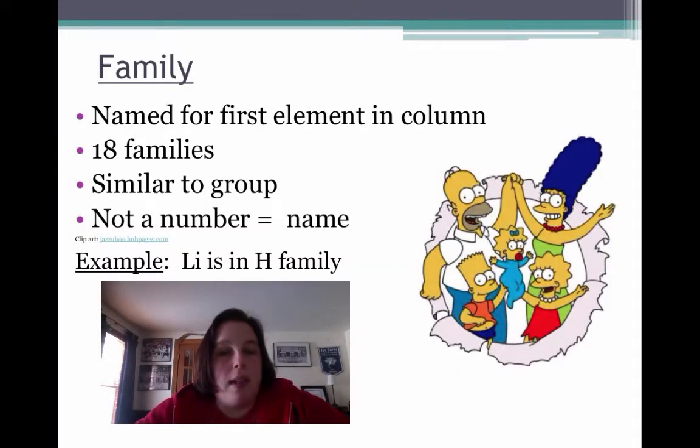So family is named for the first element in every column. There are 18 families, so very similar to a group. And it's not a number, it's a name. So for example, if you look at lithium, which is Li, if you find that in the periodic table, you go to the top of the column. The first element in that column is hydrogen, so you would say lithium is in the hydrogen family.